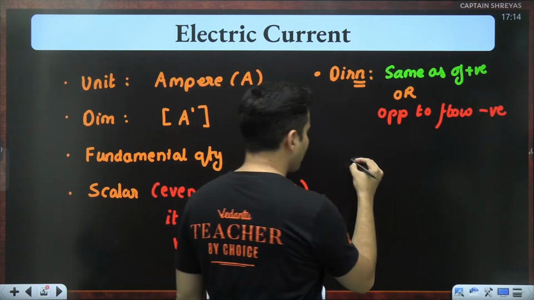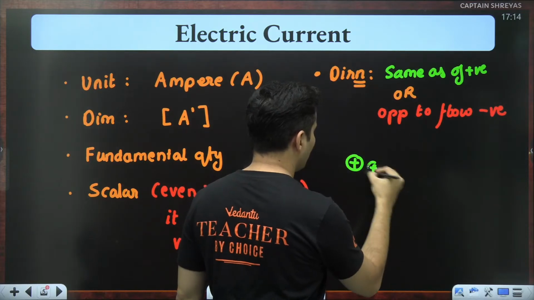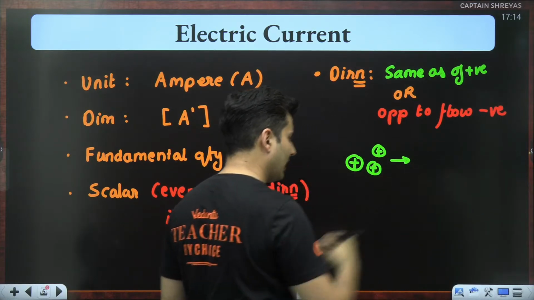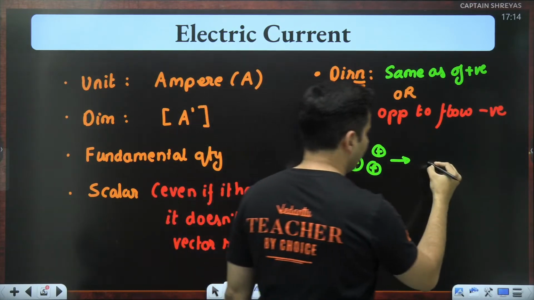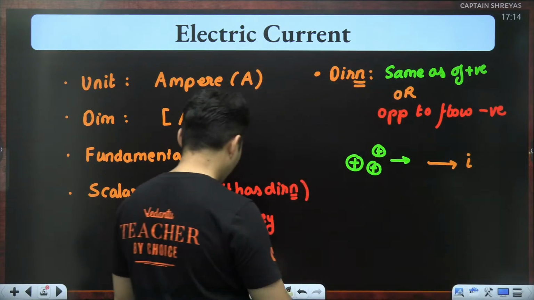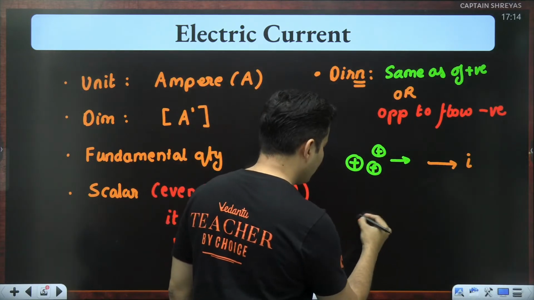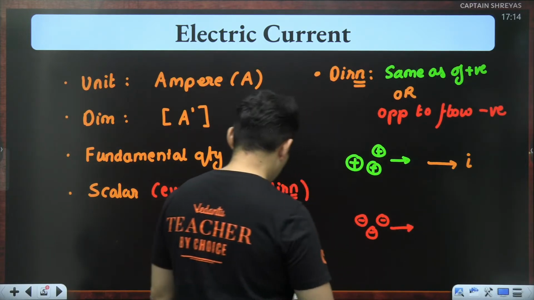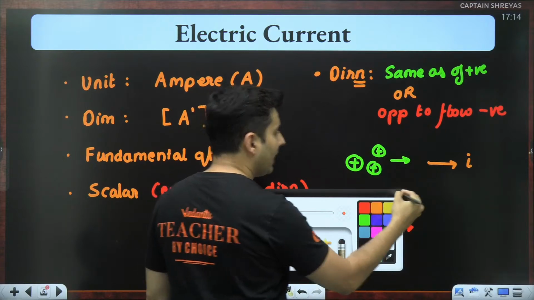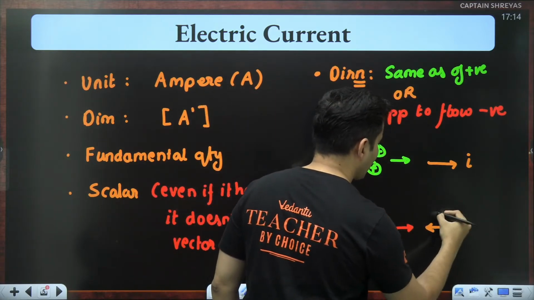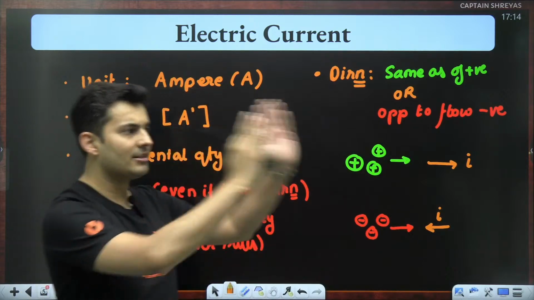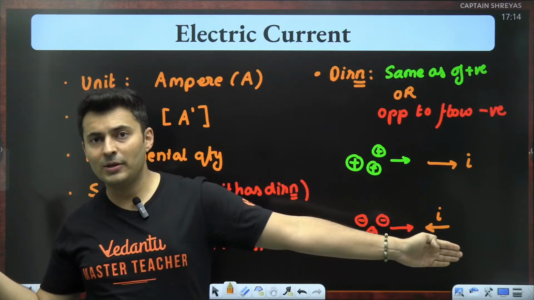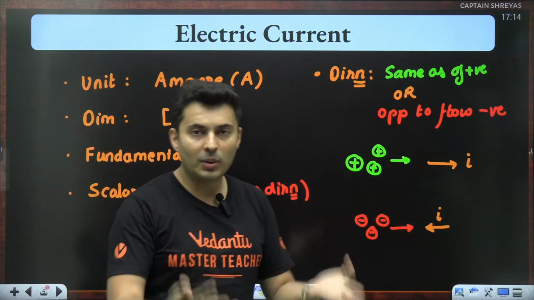So for example, if there is a proton or there are many protons like this, and this proton beam is going like that, the current will also be in this particular direction. Similarly, imagine there are electrons moving in this particular way, then the direction of the current will be exactly opposite. It will be in this direction, because if negative charges go towards the right side, it's as good as saying the positive charges are going towards the left side. So it's an equivalent statement.